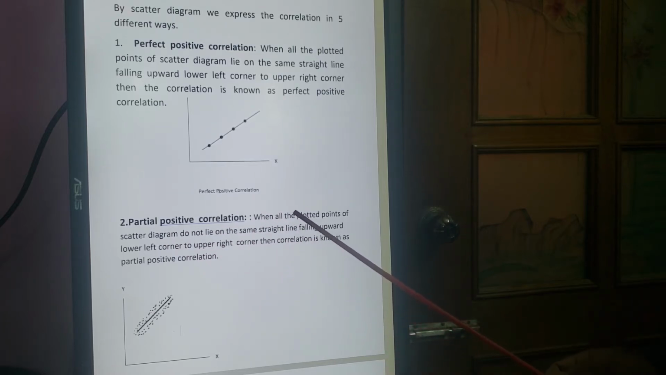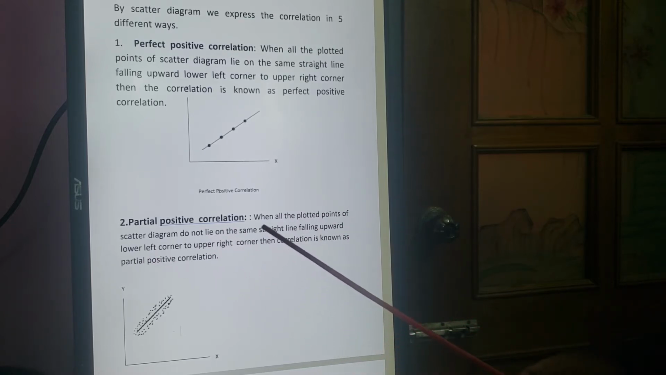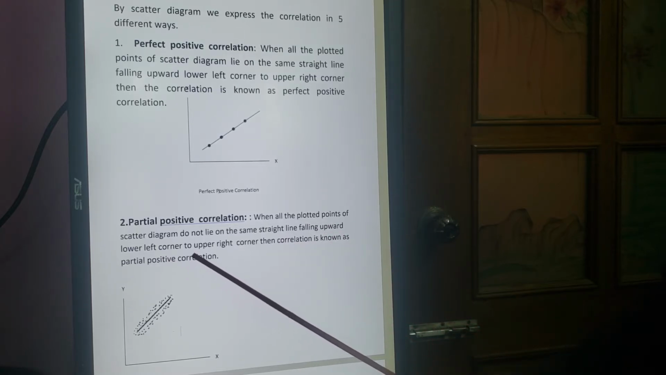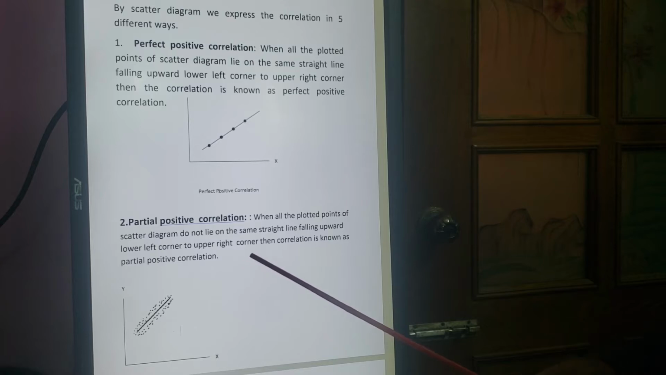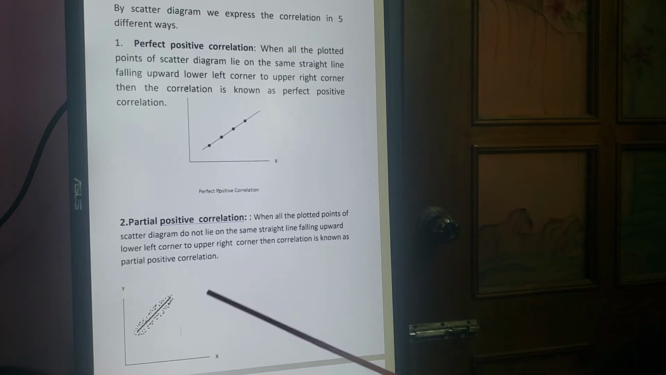So what is said? When all the plotted points of the scatter diagram do not lie on the same straight line, but fall upward from the lower left corner to the upper right corner, then the correlation is known as partial positive correlation. Here partial positive correlation is 0 to +1. Okay.